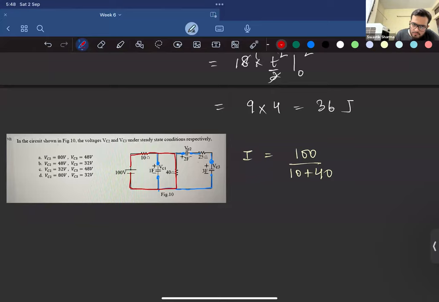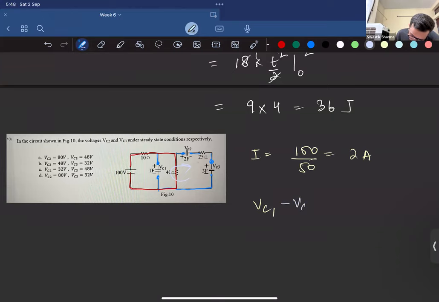How do you know? So how did you solve it so fast? 2 ampere. So we know, applying KVL across this loop, it would be VC1 minus VC2 minus VC3 equal to 0, right? Because everything is open circuit, there's no current flowing. So VC1 is equal to VC2 plus VC3.